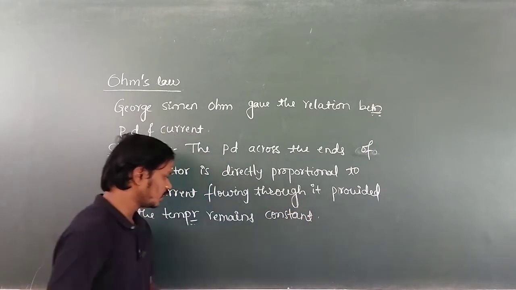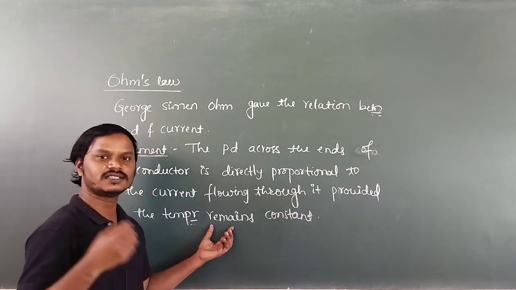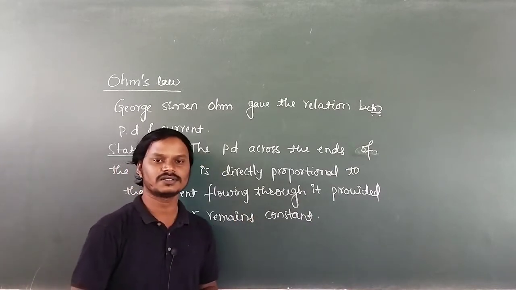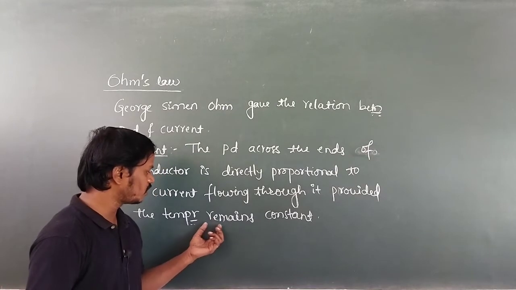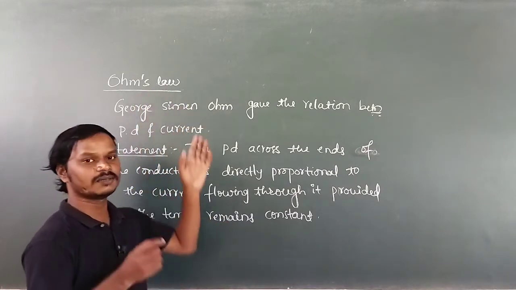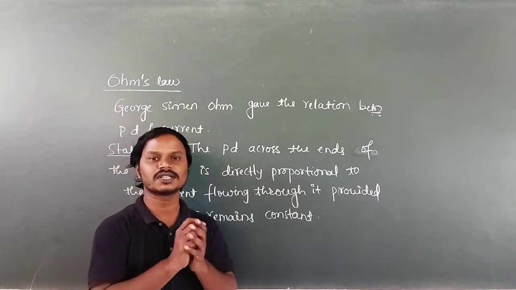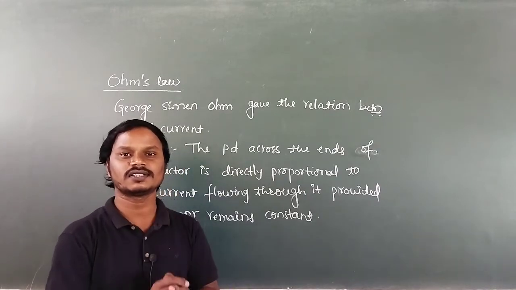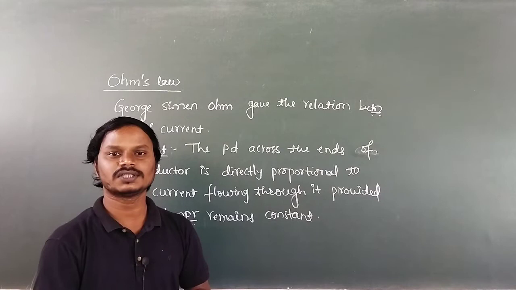Now see here, if temperature remains constant, then the resistance of the conductor is also constant. So if the resistance of the conductor is constant, hence Ohm's law is applicable for the conductor. For Ohm's law to be applicable, the temperature of the conductor must be constant.